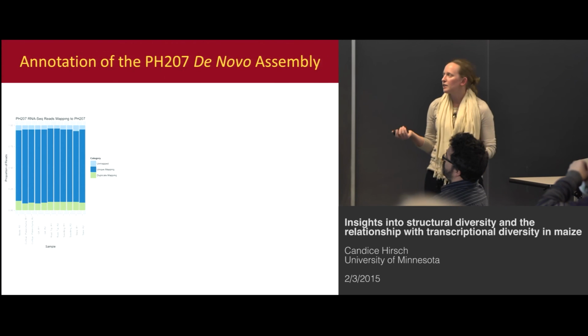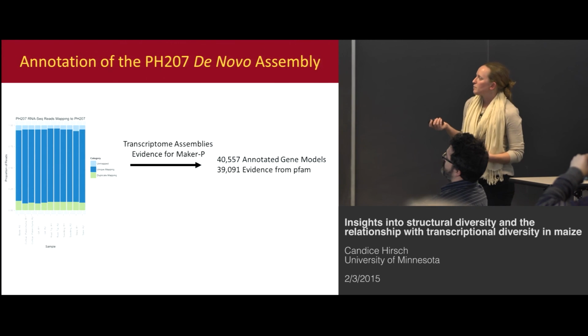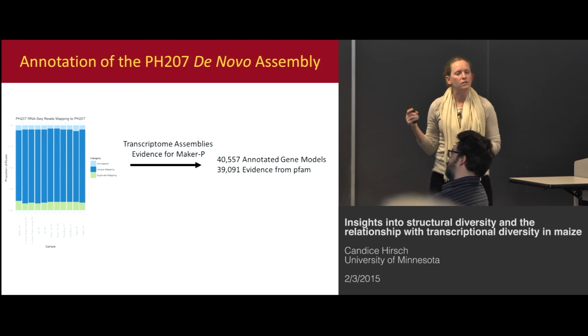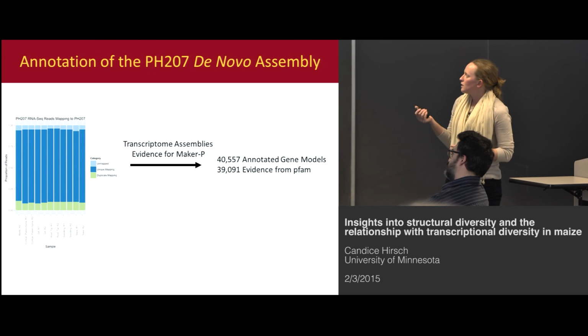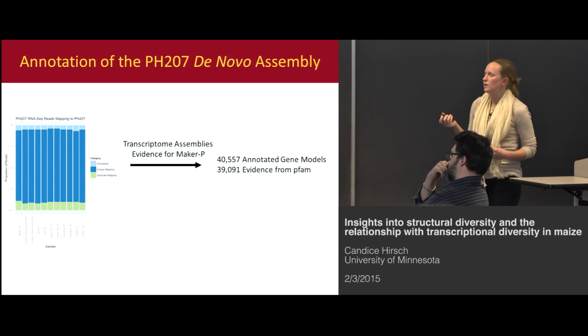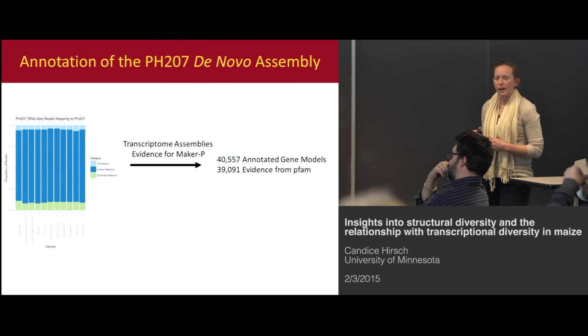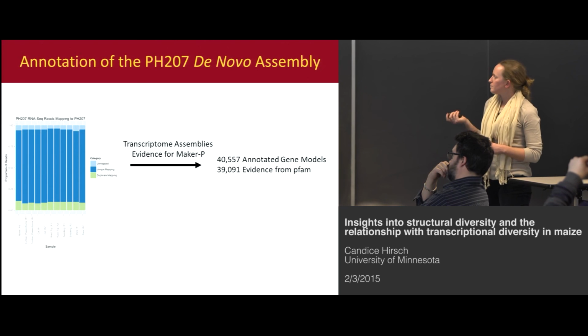Okay, so if we want to look at the gene space, we need to annotate the gene space. We did that using the MAKER-P pipeline. We took the RNA-seq data that we generated to test the completeness of the gene space, assembled transcripts, and used those as evidence in MAKER-P. We annotated about 40,000 genes, and most of them had support based on Pfam.